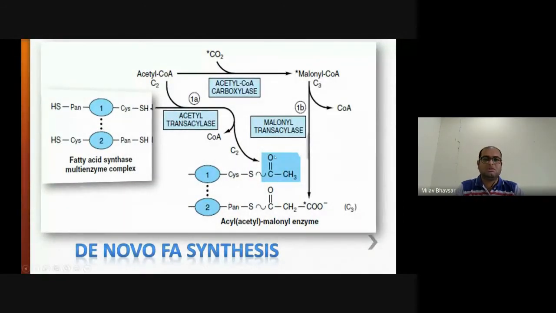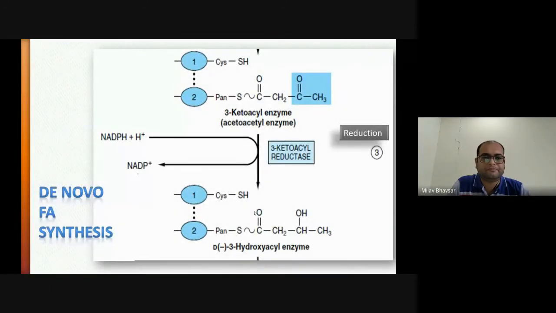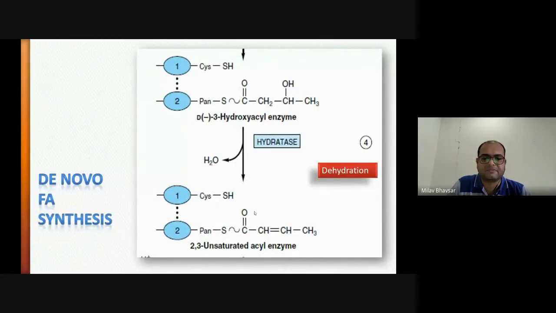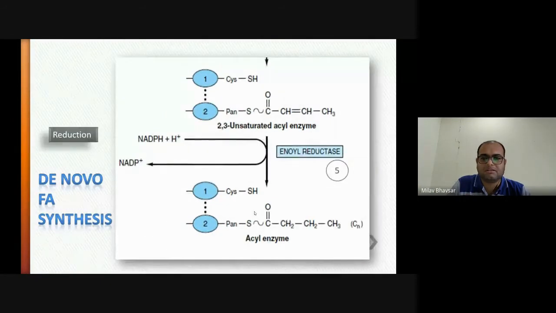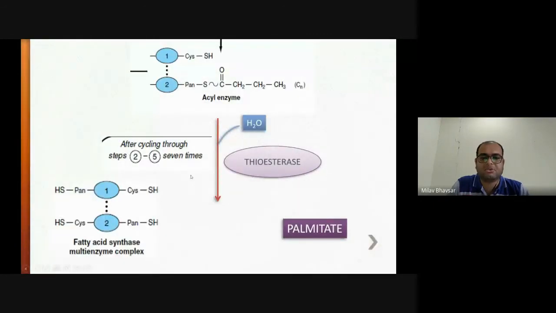So this is your process added component. I'll just fast forward this part. We'll have a condensation and one animation is there. Okay, this is reduction. Then there is a dehydration. And again reduction. Ultimately, you generate the palmitate. I'll just show you the actual animation.